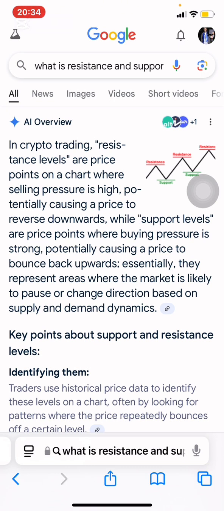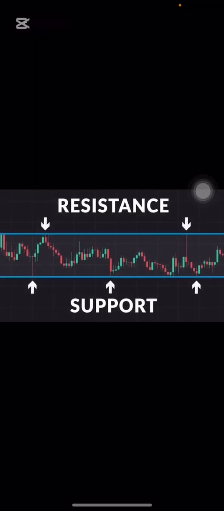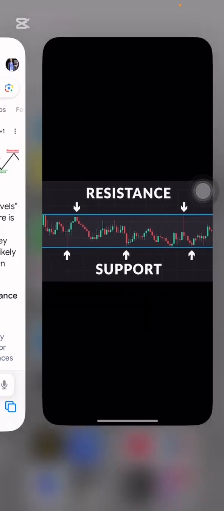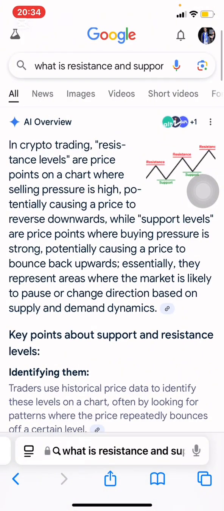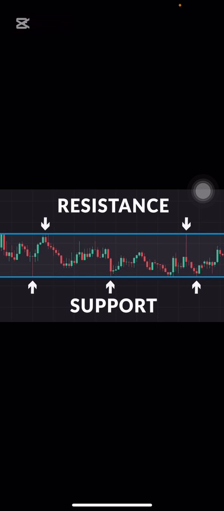So meaning at the resistance level, let me show you a picture, it will show us this very well. At the resistance level that you are seeing, there is a lot of selling pressure that pushes the price of an asset or the price of a coin down, and you easily see that whenever it reaches the resistance level, in most cases it comes back to what we call the support level. The support levels are price points where buying pressure is strong, potentially causing the price to bounce back upward. So support is the opposite of resistance.